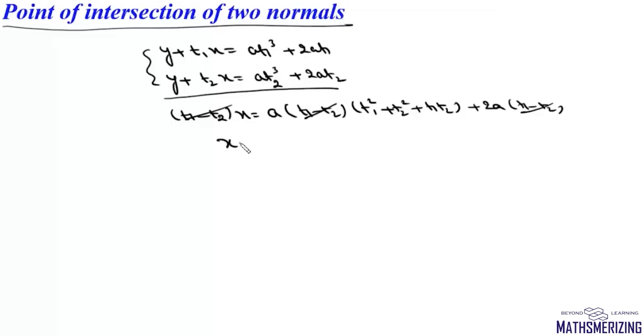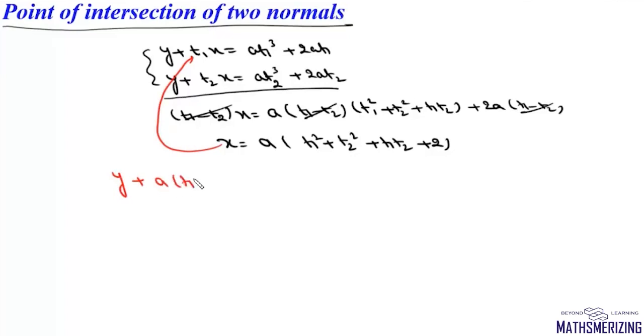So its x coordinate will be a (t1 square plus t2 square plus t1 t2 plus 2), and if we put the value of x in any one equation, we'll get the value of y. So y plus a (t1 cube plus t1 t2 square plus t1 square t2) plus 2t1, and it is a t1 cube plus 2a t1. Now a t1 cube will cancel and 2a t1 will also cancel.